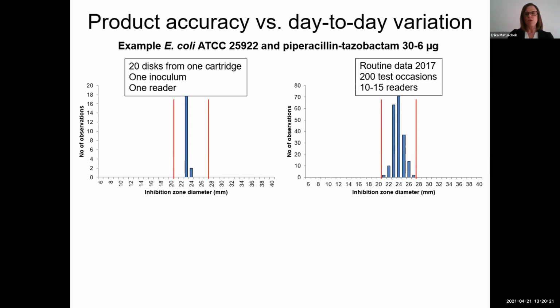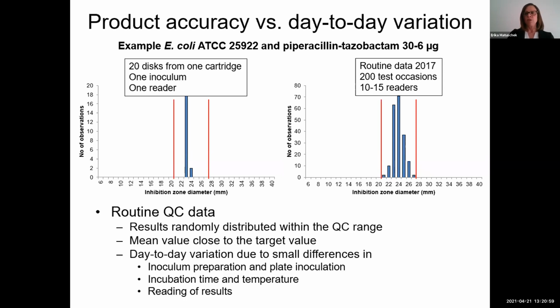And they also have a content where you get a zone in the middle of the range and close to the target value. If we then take discs from the same manufacturer, but different disc lots, and put them into our routine testing, we have different lots of Mueller-Hinton agar, different lots of discs, 200 test occasions and 10 to 15 readers. Then you see that we still have most of our results at 23, 24 and 25 millimeters. So we are close to the target value, and then we have fewer and fewer isolates close to the limits.